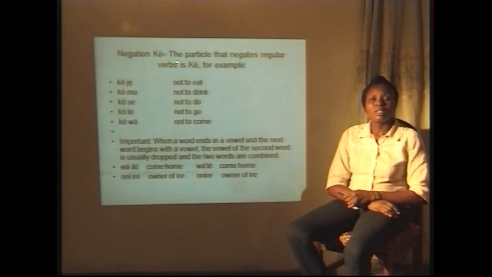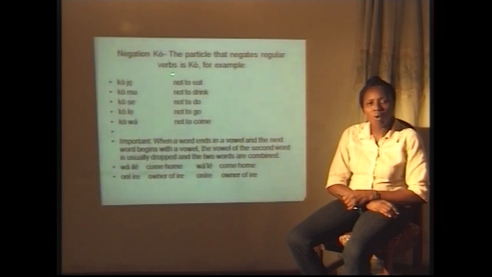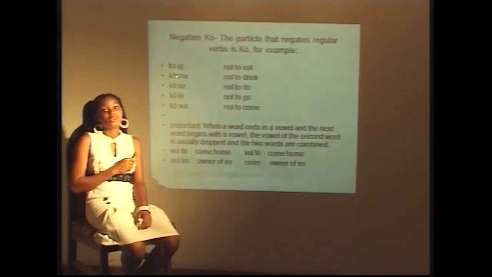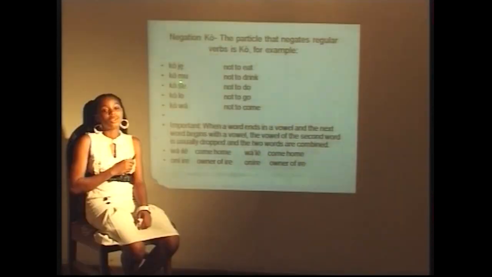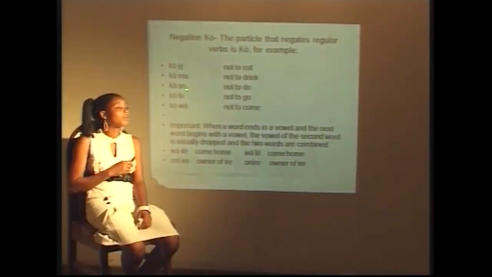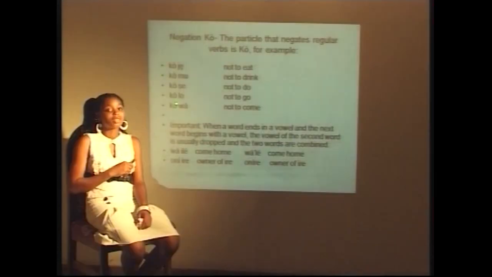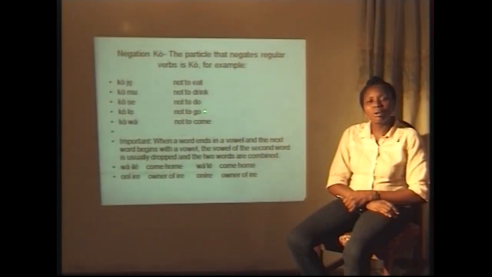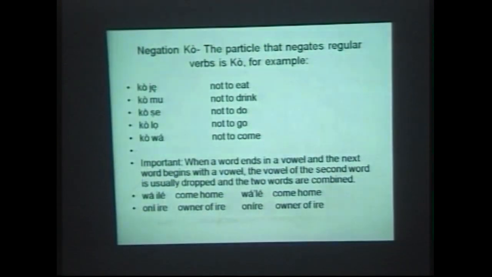Negation ko. The particle that negates regular verbs is ko. For example, ko je. Not to eat. Ko mu. Not to drink. Ko se. Not to do. Ko lo. Not to go. Ko wa. Not to come. Important.